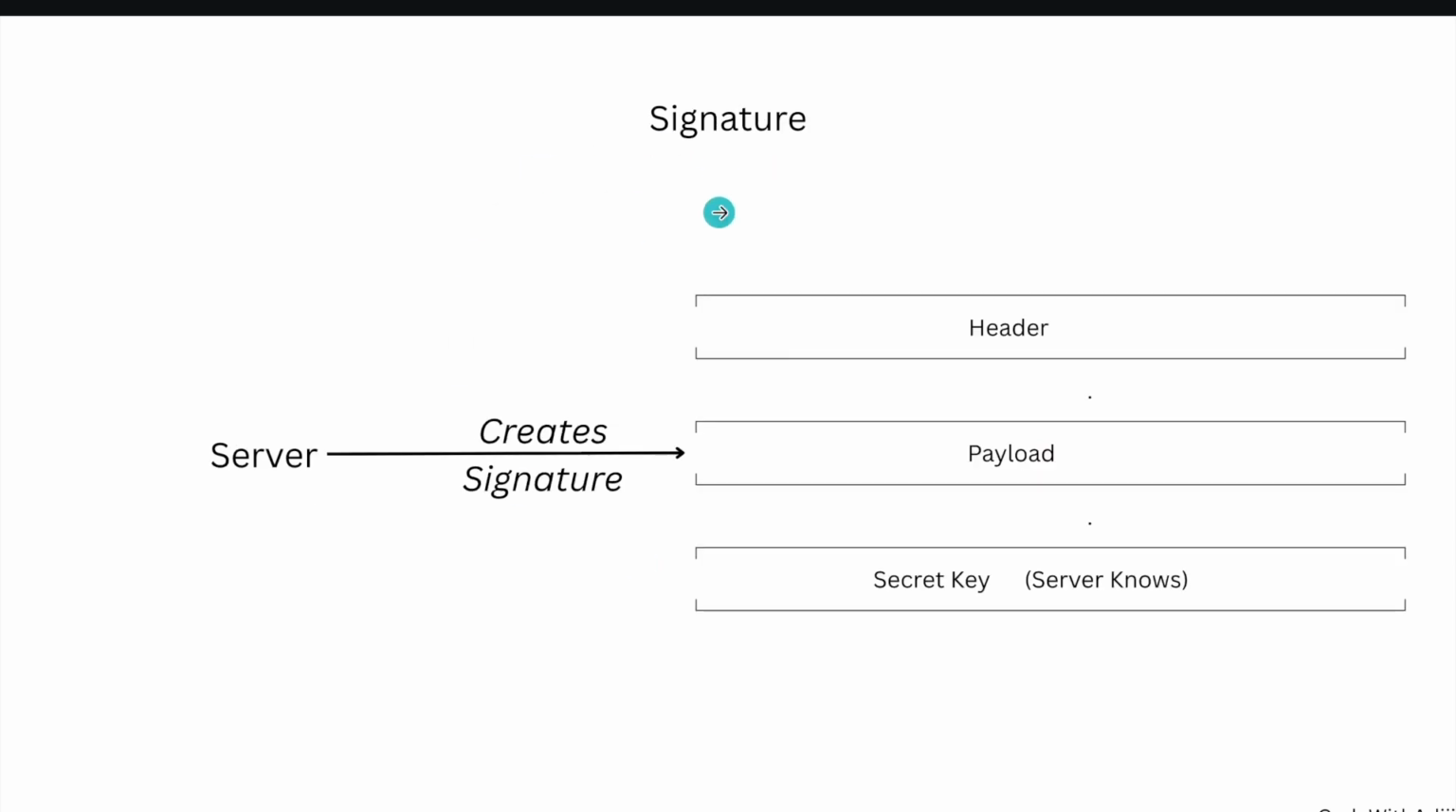The third part of JWT is the signature. This is the part that protects the token from being changed. The server creates a JWT. It does not just add the header and payload. It also creates a signature using three things, which are the header, the payload, and the secret key. This secret key is only stored on the server. It is never sent to the browser or mobile app. Now imagine the original payload looks like this: role is equal to user.